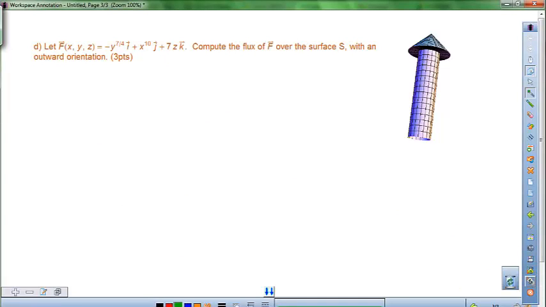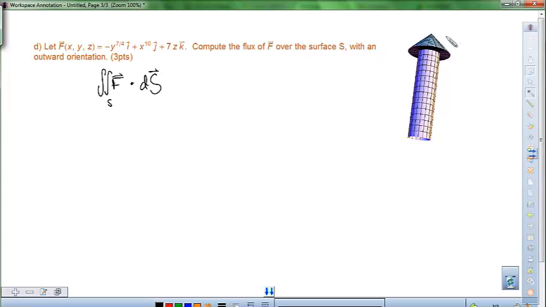Now let's take the same surface, and we have a new vector field F. We want to compute just the flux of F over the surface with an outward orientation. So the flux is a double integral over a surface, and that's a vector dS with a capital S, as in a surface component.